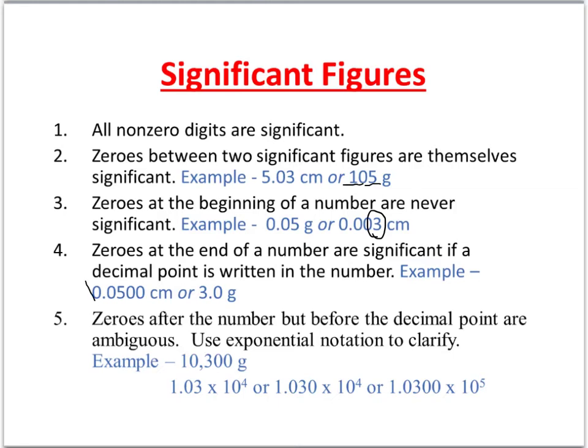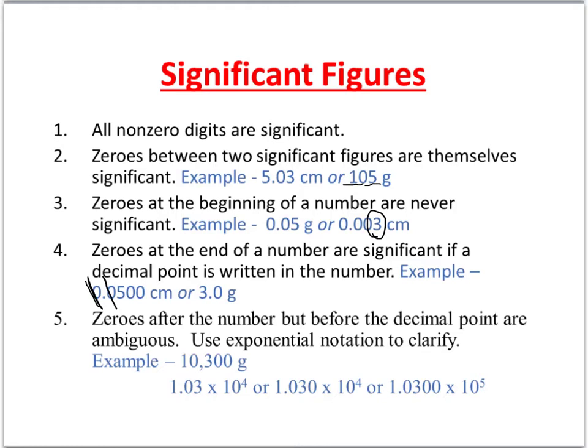Okay, the zeros at the beginning are not significant, so we can basically cross those out. The zeros at the end of the number, because there's a decimal, are significant, and so for this 0.0500 centimeters, we have 3 significant figures. The next one is 3.0 grams. We have a decimal. That 0 at the end is significant, and so we have 2 significant figures.